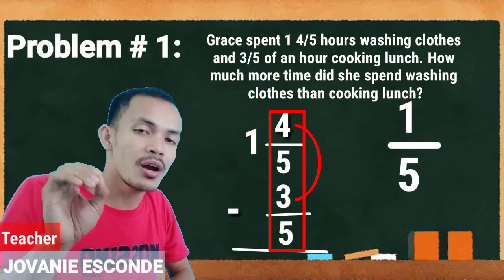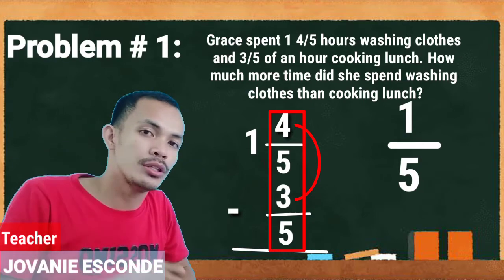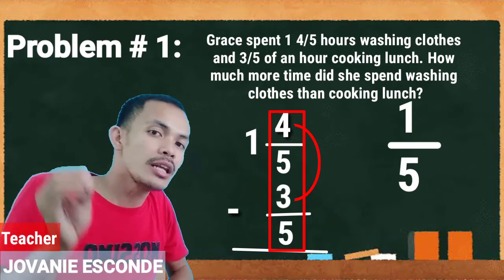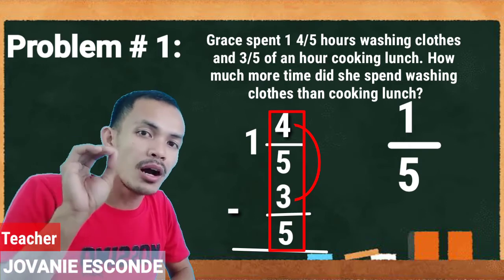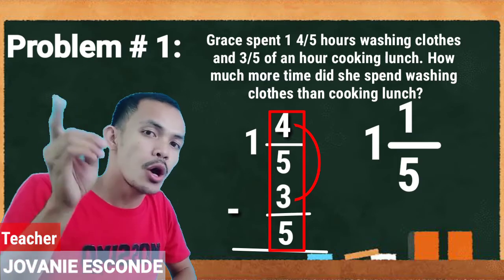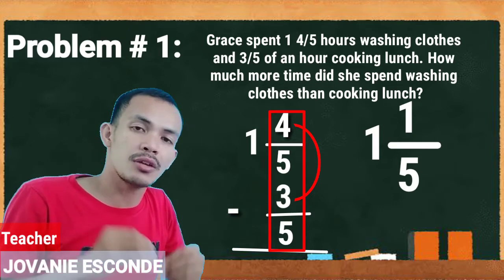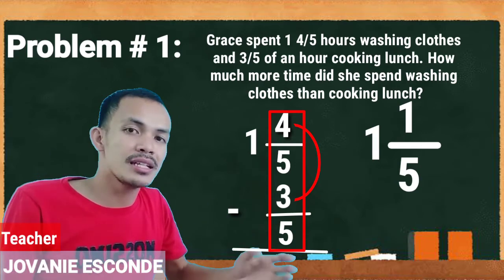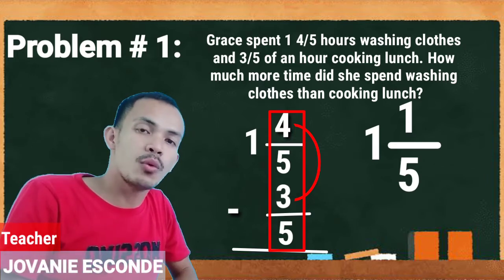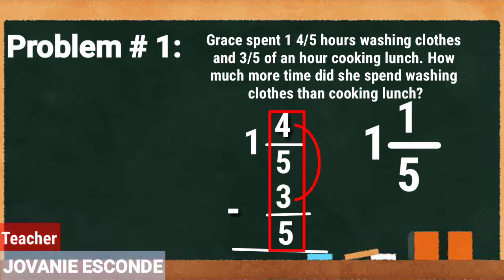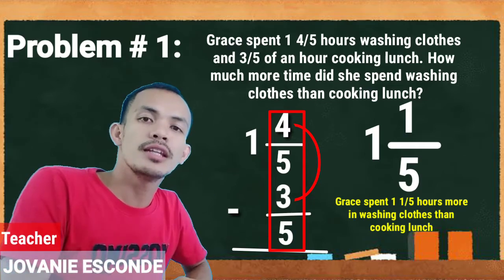Now take note that we still have a whole number. Observe it properly. We only have a whole number in our dividend, and we don't have any whole number in our divisor. So in this case, we need to bring down the whole number in the dividend, which is 1, because there is no whole number in our divisor. If there is a whole number in our divisor, then we have to subtract it. But in this kind of problem, we only have a whole number in our dividend. So let's bring down 1. So your answer is 1 1/5. So our final answer here is Ray spent 1 1/5 hours more in washing clothes than cooking lunch.